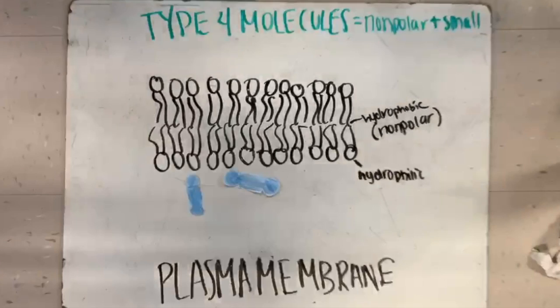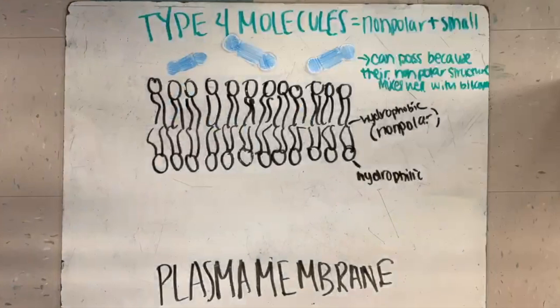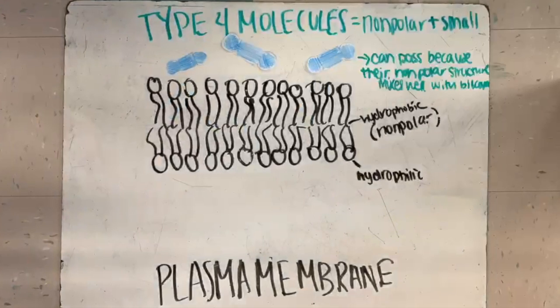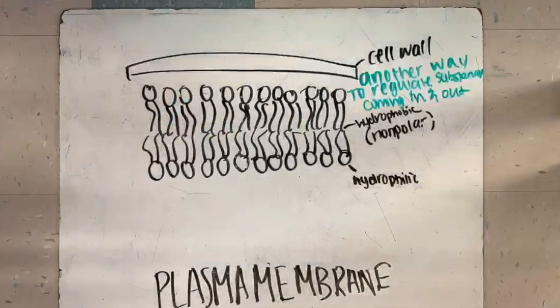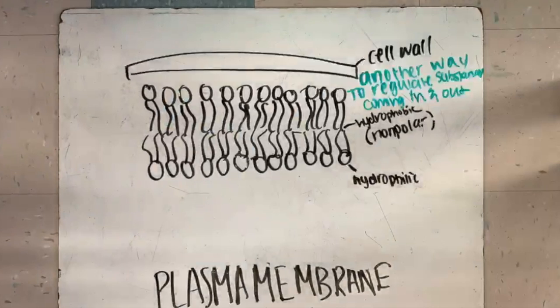These molecules are able to pass through freely because they're small and not polar, so they can mix well with the nonpolar phospholipid layers. A cell wall is another way the cell can regulate what substances come in and out of the cell. The cell wall also gives the cell strength and structure.